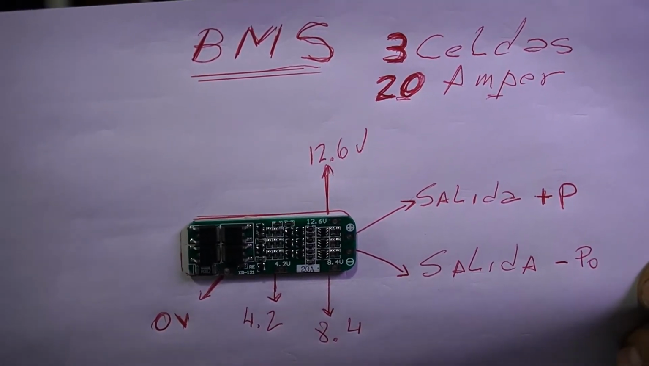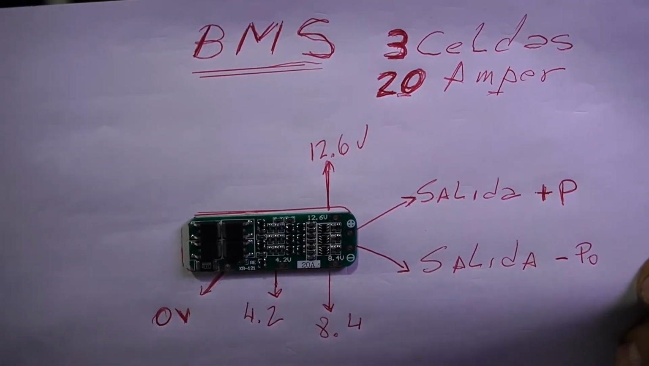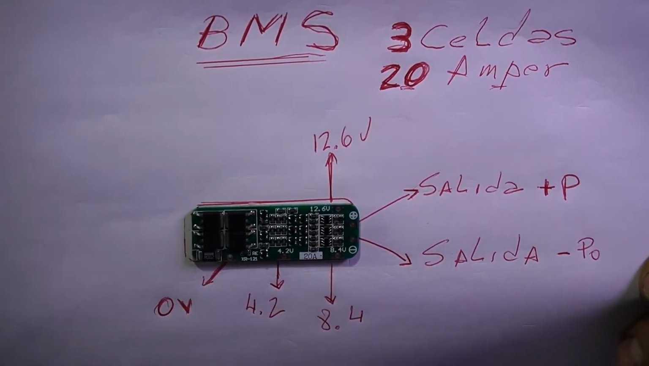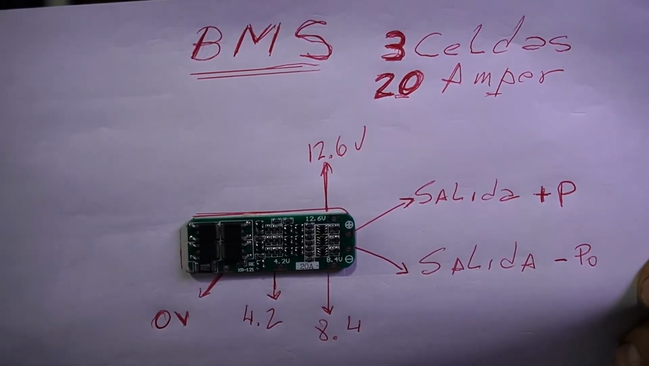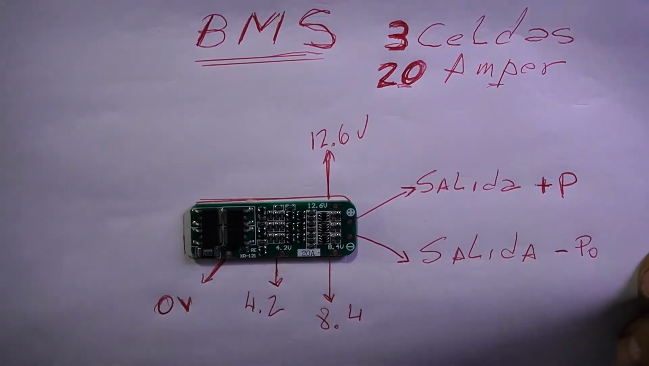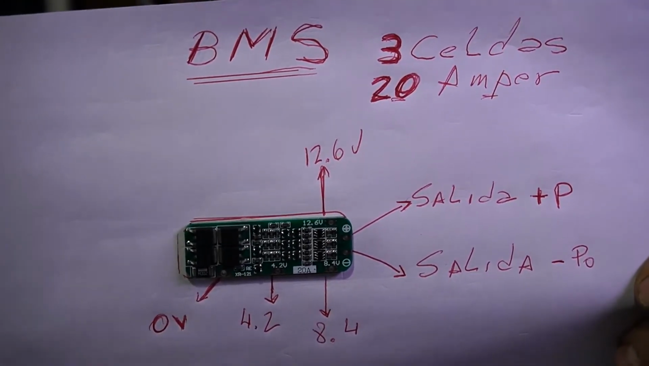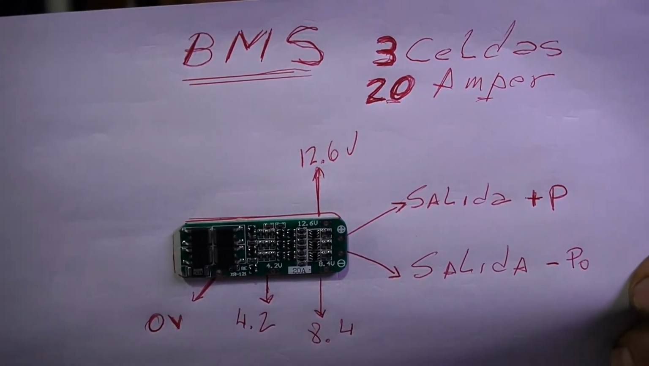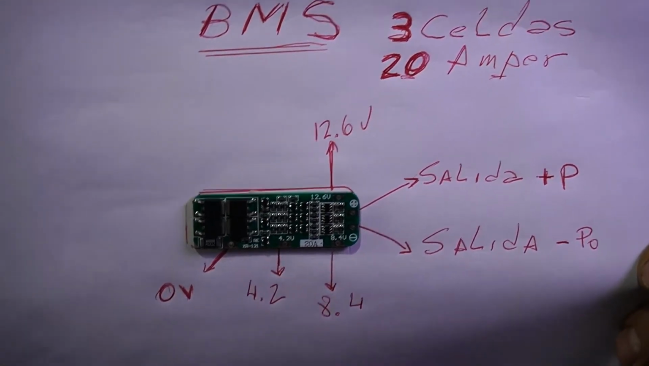But this is a BMS not only for charging but also for discharging. It has two separate outputs that are called P because it refers to power. What it does at the power output is, when any of the cells is discharged below the critical values, it cuts off the entire system.